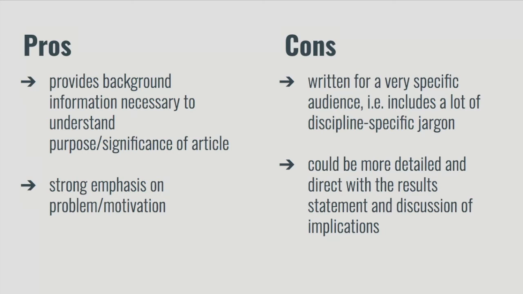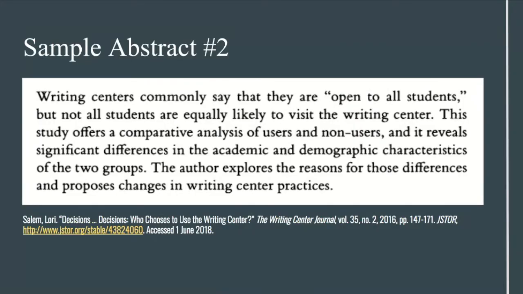All right, let's move on and take a look at an abstract from a social sciences field. This abstract is one of those abstracts that precedes the full article, and it was taken directly from a journal. So this shows up right before you get into the body of the text for the article.